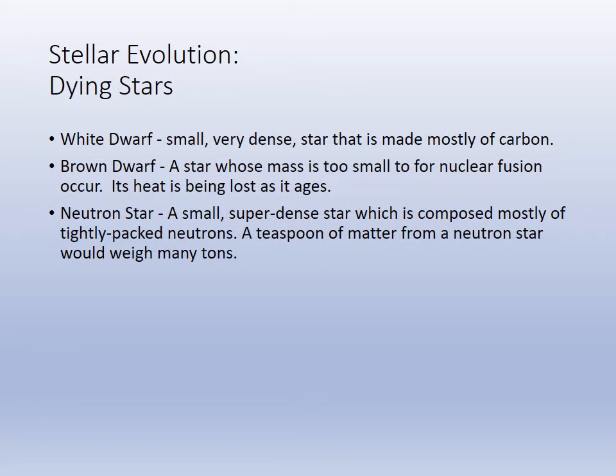A white dwarf then is a star made mostly of carbon toward the end of its life cycle. Remember, hydrogen to helium to larger elements. The brown dwarf is a star whose mass was too small, so it's dead, but it's radiating heat still. And then the neutron star is a super dense star toward the end of its life cycle as well.